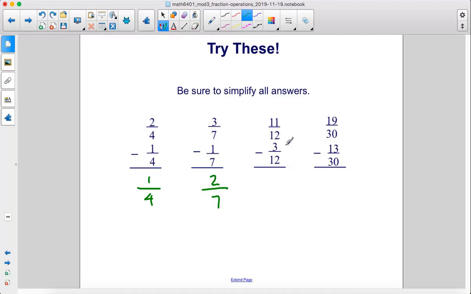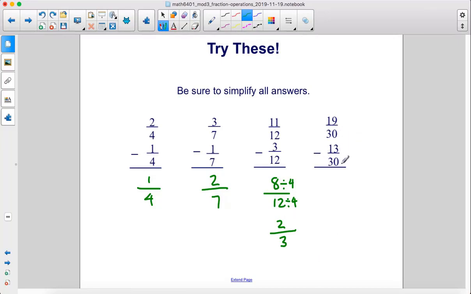11/12 minus 3/12. 11 minus 3 is 8 divided by 12. This can be simplified further. Let's divide the numerator and denominator by 4. 8 divided by 4 is 2. 12 divided by 4 is 3. The answer is 2/3.